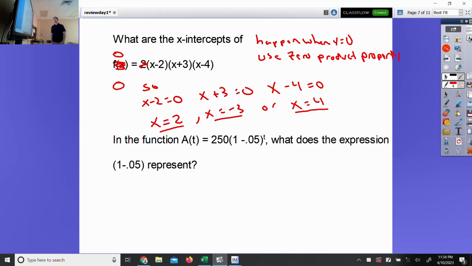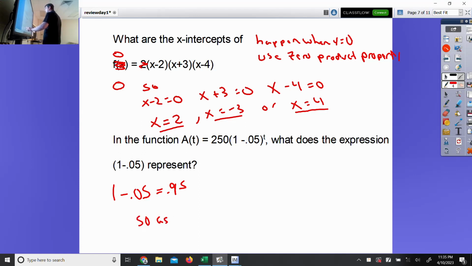In the function, the amount after time t passes is 250 times (1 minus 0.05) to the t. What does the expression 1 minus 0.05 represent? That is telling you what's going to be left. 1 minus 0.05 is 0.95. So what is this telling you? This is telling you that for every interval of hours or minutes or seconds, only 95% remains.